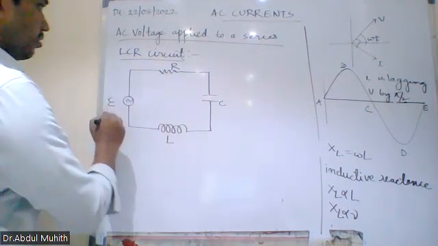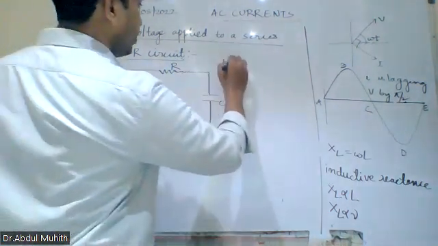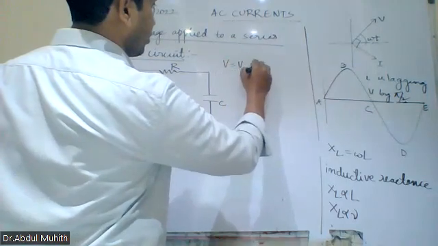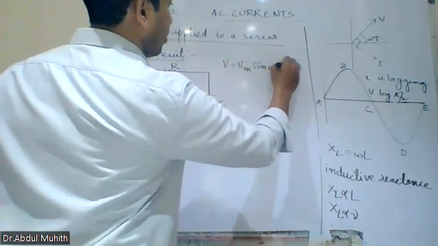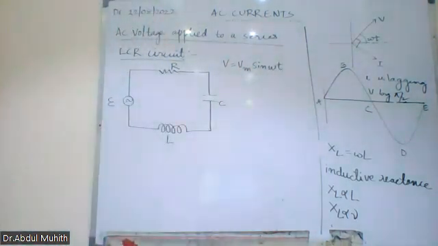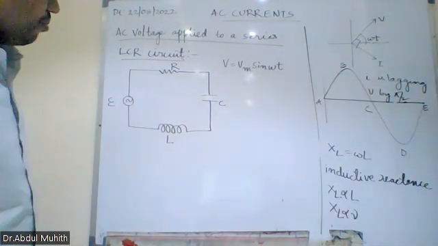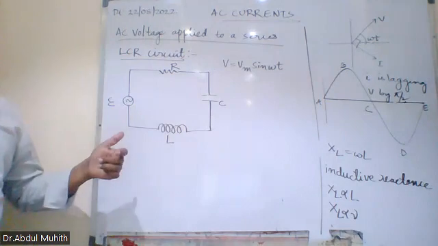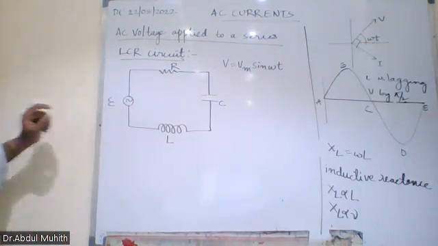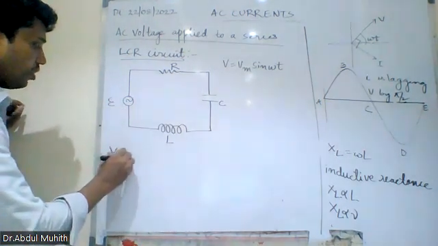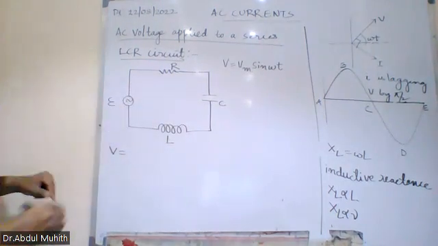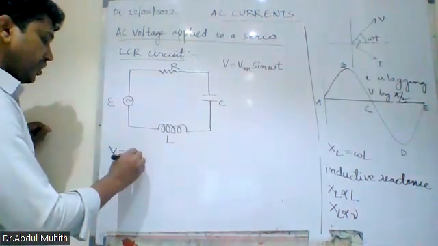So what is the formula now? The formula here is V equals Vm sin omega t. This is the formula. We start with the formula. This much is the applied voltage. Now we have to compare voltages. This is the given voltage V. The voltage across the resistor is IR.